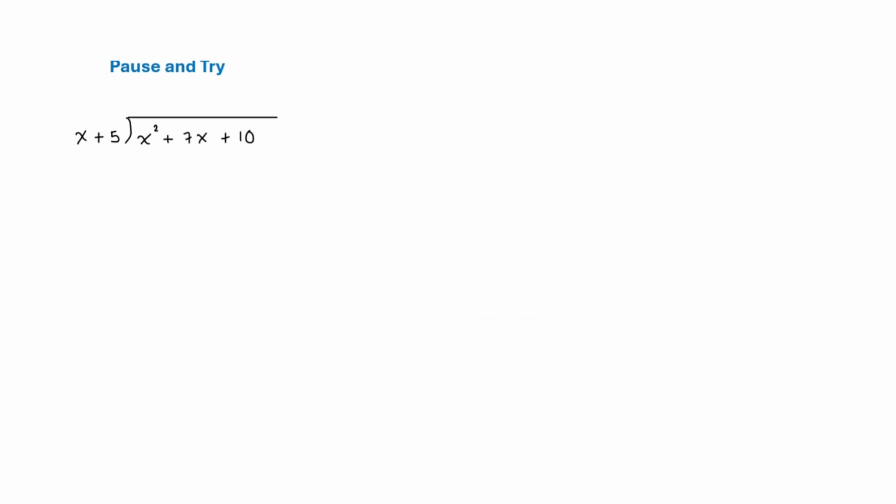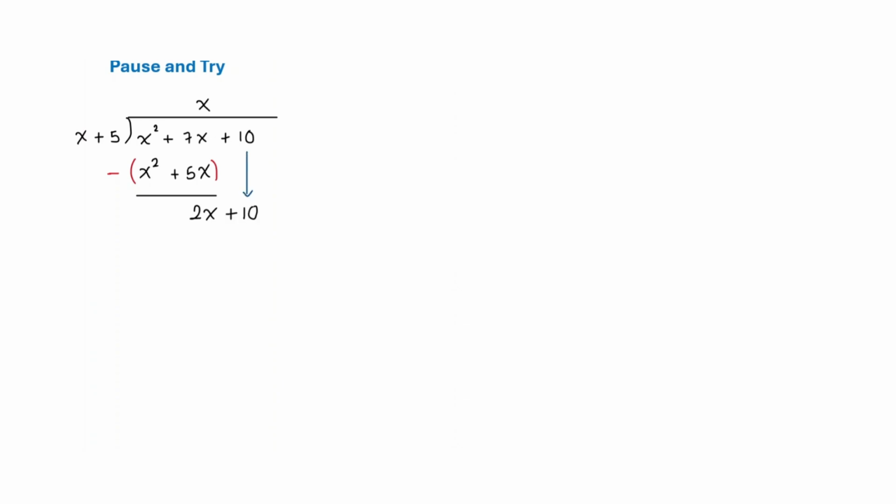There are no missing terms, so we do not need a placeholder. We start with the terms of highest degree. X squared divided by x gives x. So we write x at the top, then we multiply x by the divisor. X multiplied by x is x squared, and x multiplied by 5 is 5x. Now we subtract. X squared minus x squared is 0, and 7x minus 5x is 2x. Then we bring down plus 10.